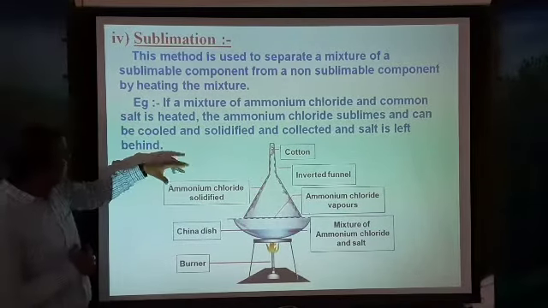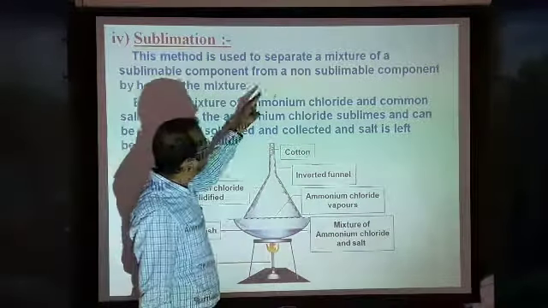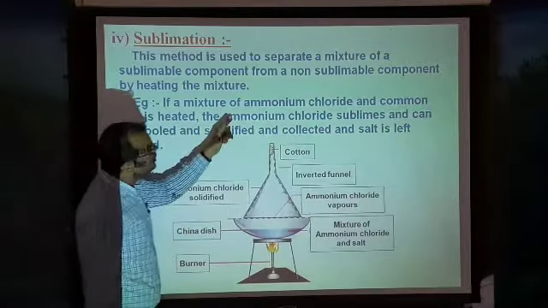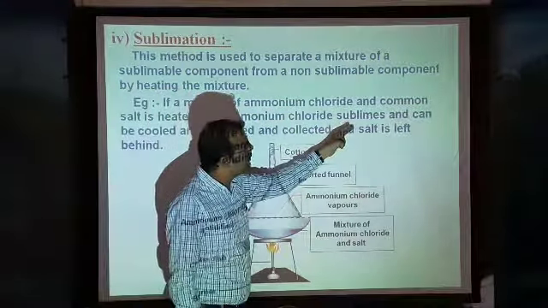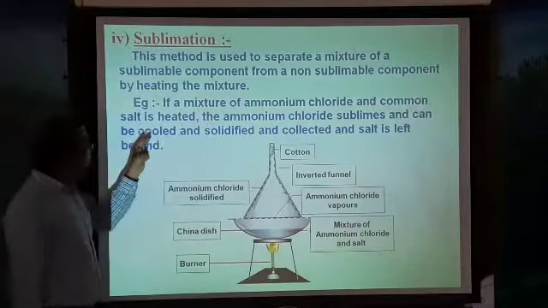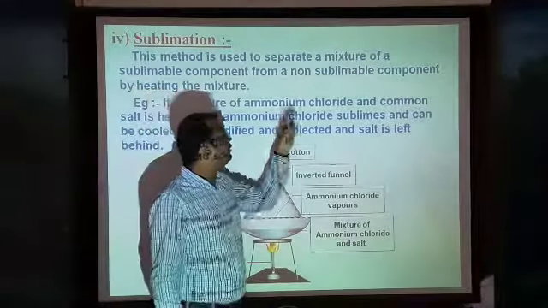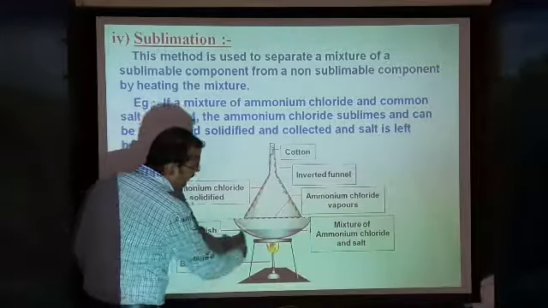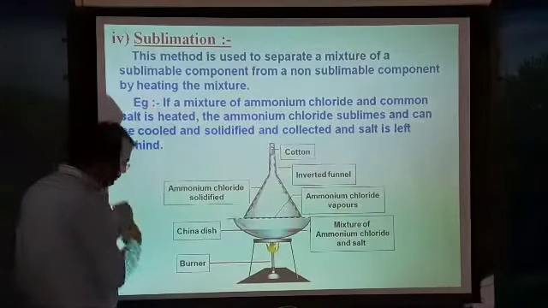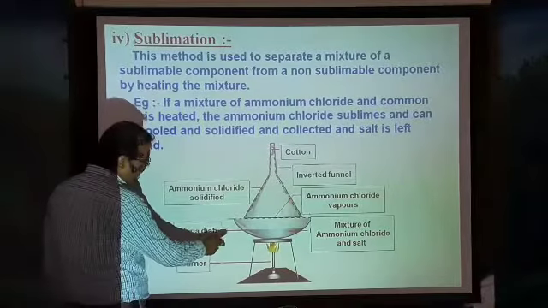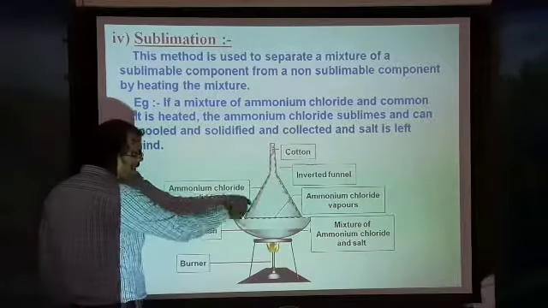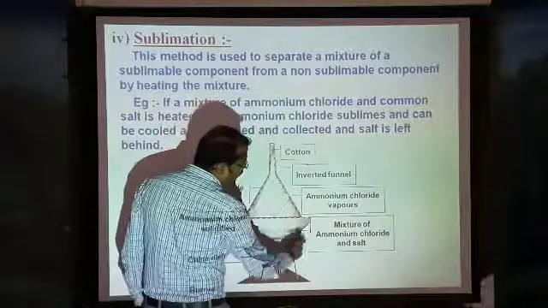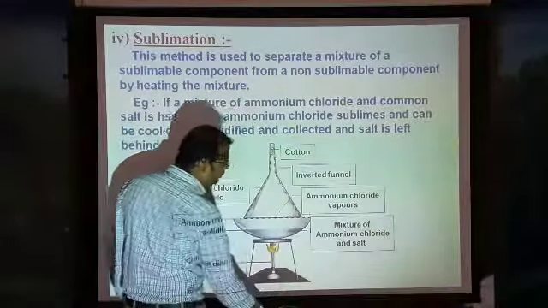First we will see a small activity. If a mixture of ammonium chloride and common salt is heated, the ammonium chloride sublimates and can be cooled, solidified and collected, and the salt is left behind. Here we have the apparatus and how we need to set it up. We need a burner, a China dish, the inverted funnel, ammonium chloride vapor, and the mixture of ammonium chloride and salt.